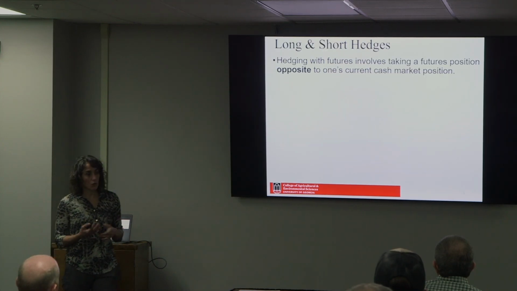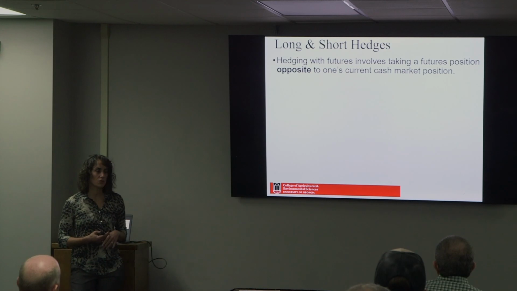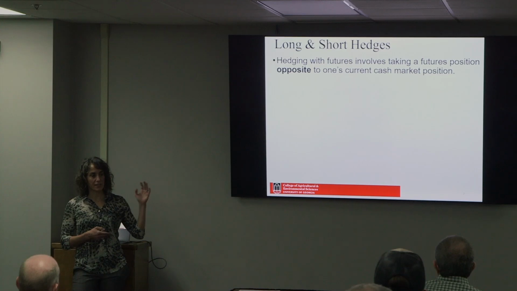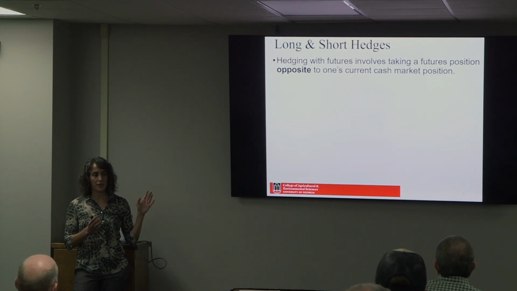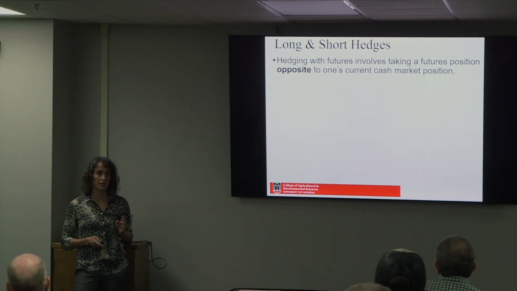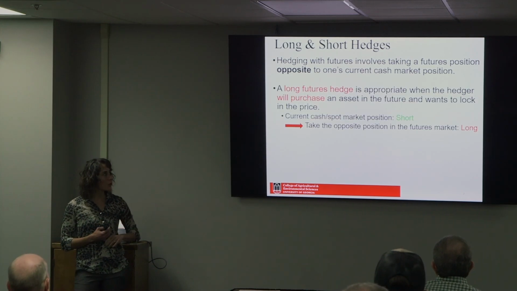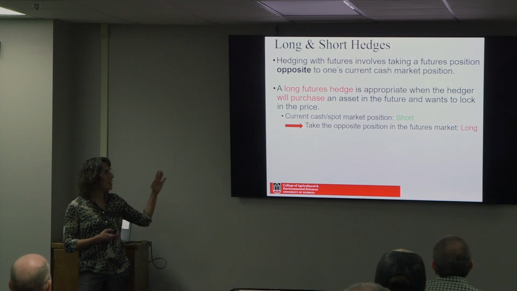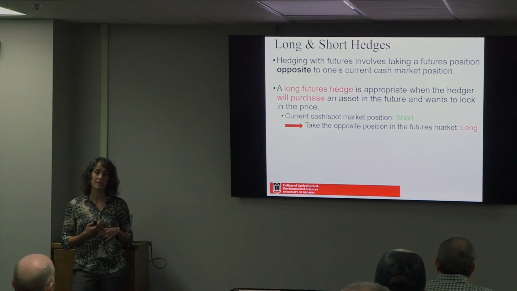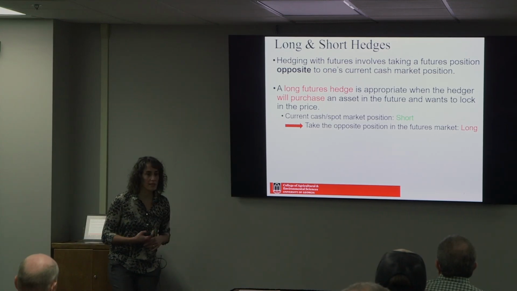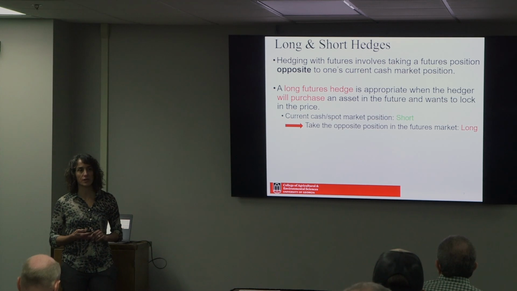So there are long and short hedges, and it all depends on what your cash market position is. In general, hedging means you take the opposite position in the futures market to whatever you have in the cash market. For instance, the long hedge will be appropriate if the hedger is going to be purchasing a commodity in the future, right? So their cash market position currently is short. They are short of that commodity, and that's why they take the opposite, long position in a futures market.